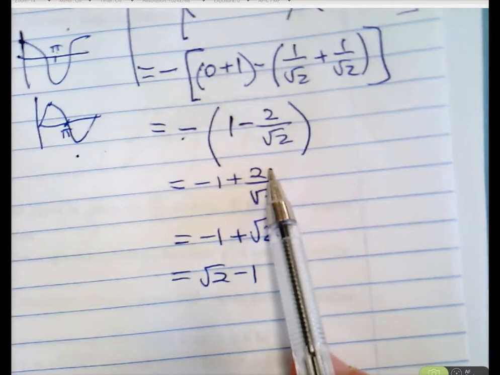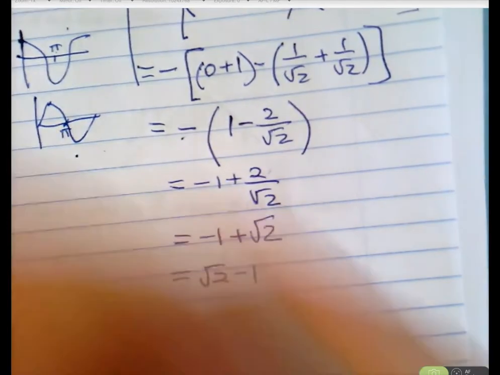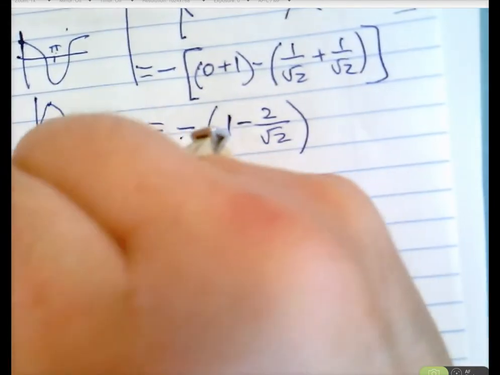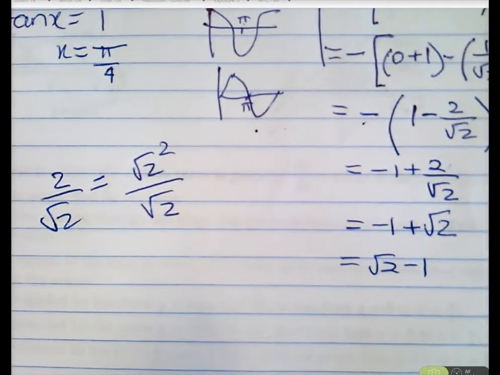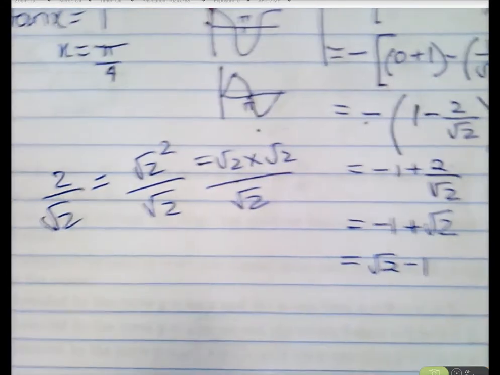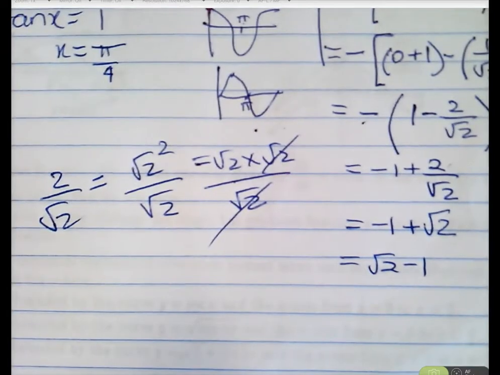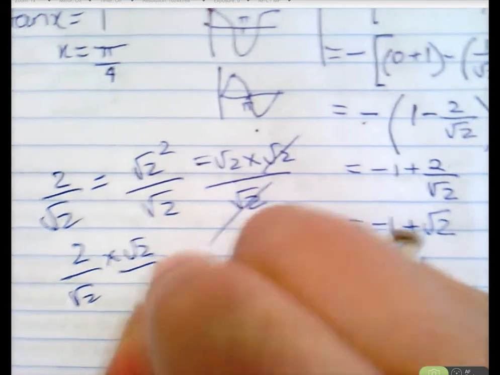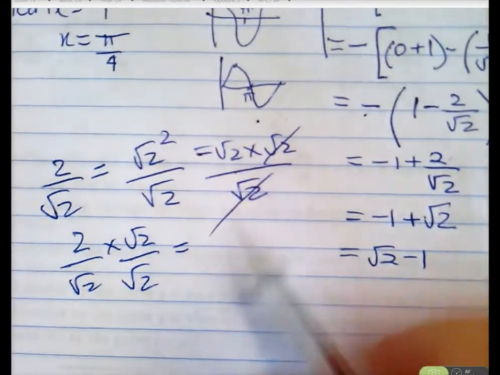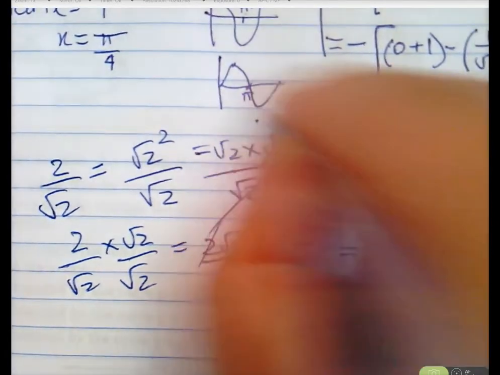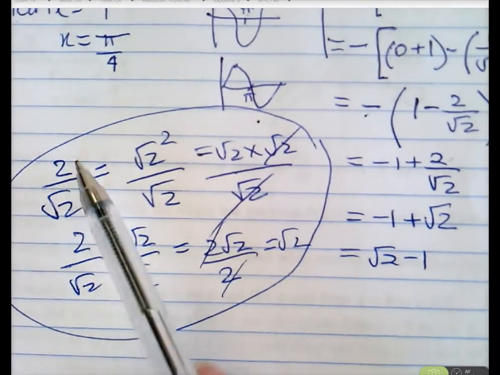Because 2 is root 2 squared. Look, 2 on root 2. Yes, you can multiply by root 2 on root 2. Isn't that root 2 squared on root 2? Isn't that root 2 times root 2 on root 2? Just multiply by root 2 on root 2, and what do you get? On 2, so it's much easier to think of 2 as root 2 squared.